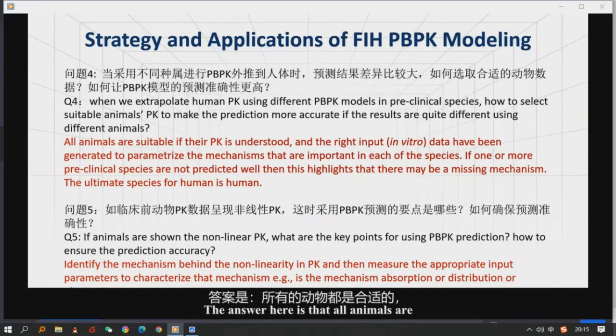Well, the answer here is that all animals are suitable if their PK is understood, and that you have the right input data, the right in vitro data generated to parameterize the mechanisms that are important in each of those species. Now, if one or more of those preclinical species are not predicted well, then this does highlight that there may be a missing mechanism. And in reality, the ultimate species for human is human. As long as you understand all of the animal data, you have the highest confidence that you can accurately predict for human. But in reality, we don't know until you get into the clinic.